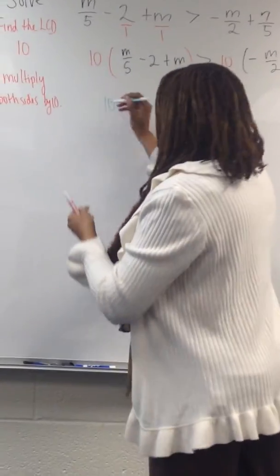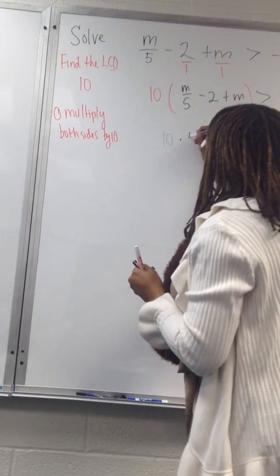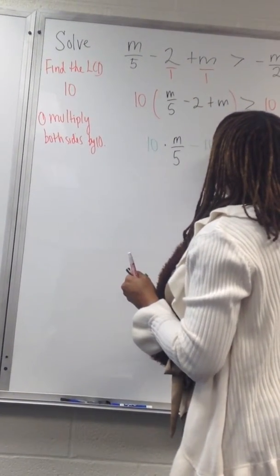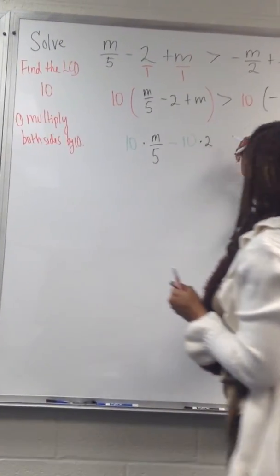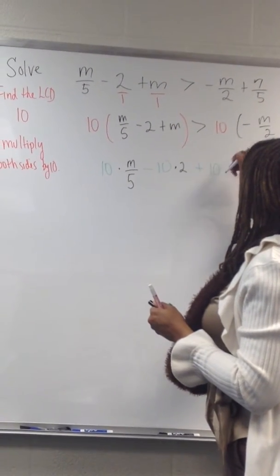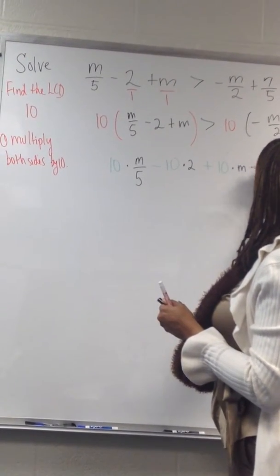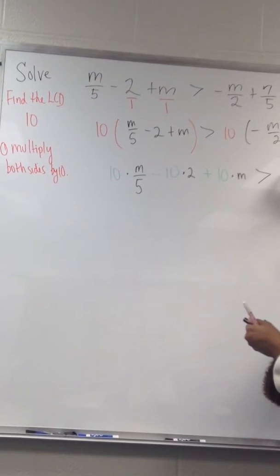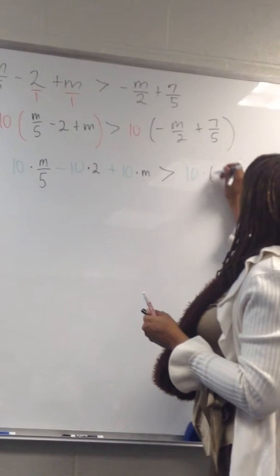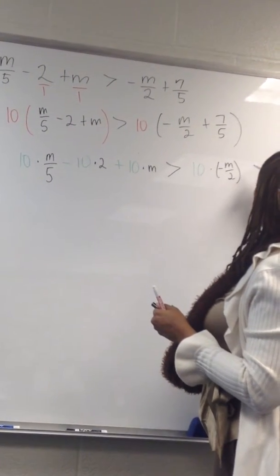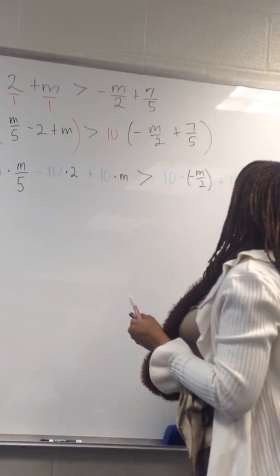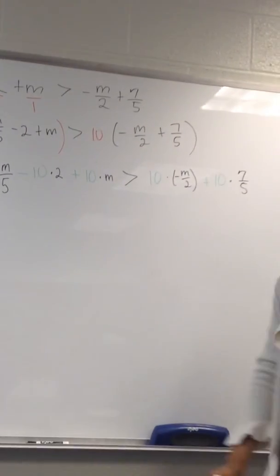So this is going to be 10 times m over 5 minus 10 times 2 plus 10 times m is greater than 10 times negative m over 2 plus 10 times 7/5. And there was no rhyme or reason I put parentheses there.